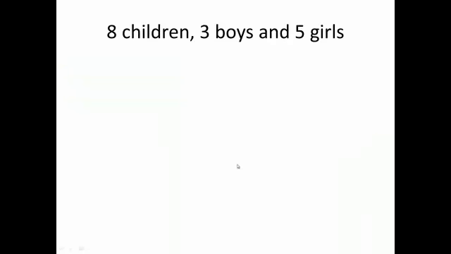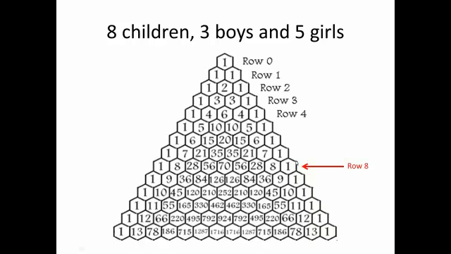Let's try another one. 8 children, 3 boys, and 5 girls. Well, 8 children, row 8. I'm looking for the first value, I meant to say, for 3 boys. Well, don't count 1, 2, 3 and think the answer is 28. Remember, this starts with 8 children. This says all 8 of them are boys, 7 boys, 6, 5, 4, 3. So there's 56 ways to get 3 boys out of 8 children.